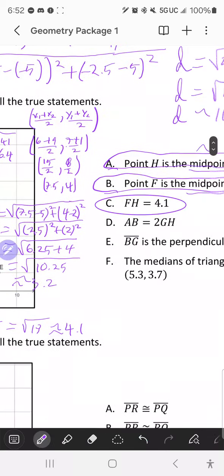And we actually see that AB is 6.4 and GA and HH is 3.2. So 2 times HH, 2 times 3.2 is actually 6.4. So D is also true.